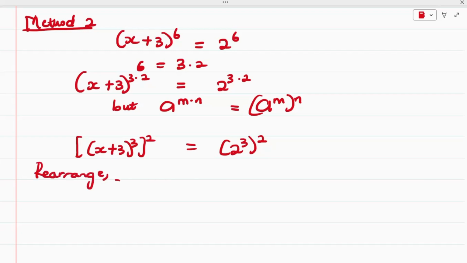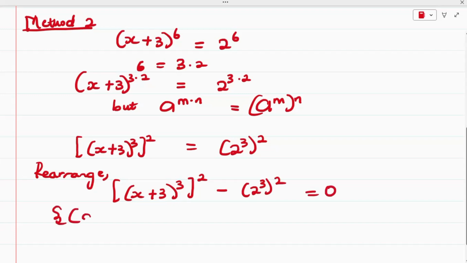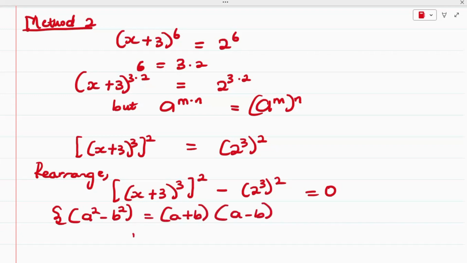Alright, so the next thing we want to do is to simply rearrange and set this equation to 0. So we have this to be x plus 3 all raised to the power of 3 all raised to the power of 2 minus 2 raised to the power of 3 all raised to the power of 2, and this is equals to what? 0. But we know that if we have a square minus b square, this is equals to a plus b multiplied by a minus what? B. So applying this, we have that a is equals to x plus 3 all raised to the power of 3 and b is equals to 2 raised to the power of what?